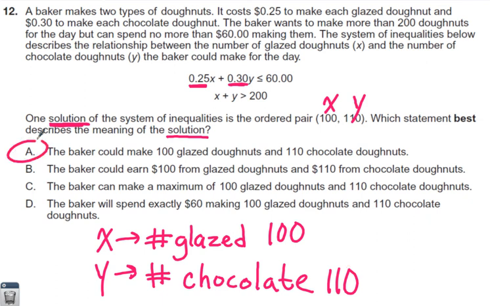The baker could earn 100. No, the base and the part's answer C. The baker can make a maximum. No. It's A. Thank you very much.